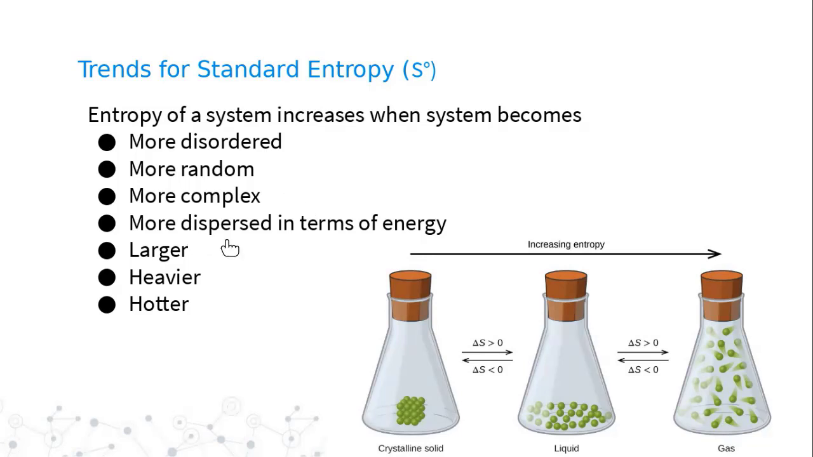Additionally, if it becomes more dispersed in terms of energy, so if we look down here, we start out as a solid and the particles are dispersing themselves as they gain entropy, then all of a sudden you have a gas and they're going all over the place. It's more dispersed in terms of the energy within each molecule, and that is also an increase in entropy. And then we also have if a system is becoming larger, heavier, or hotter. Those will all make the system more disordered and more random, which will increase the entropy.